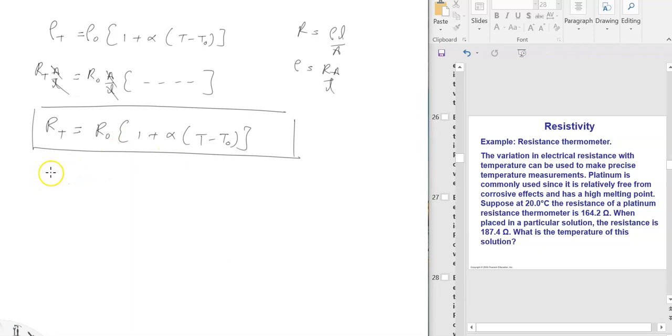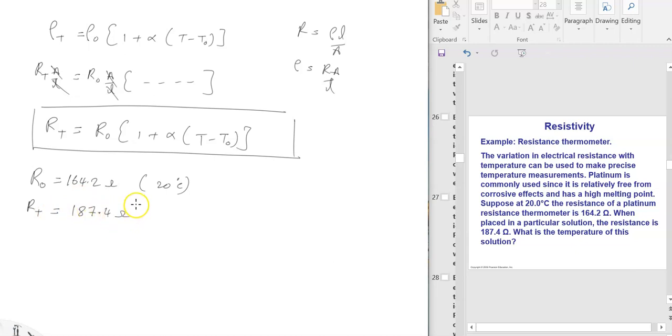At 20°C, the resistance is 164.2 ohms, so that's R_0. That's why we take it as R_0. When placed in a particular solution, the resistance is 187.4. So that is actually your R_T. At a particular temperature, we can read the new resistance, which is R_T. We don't know what the temperature is, but we have the resistance.